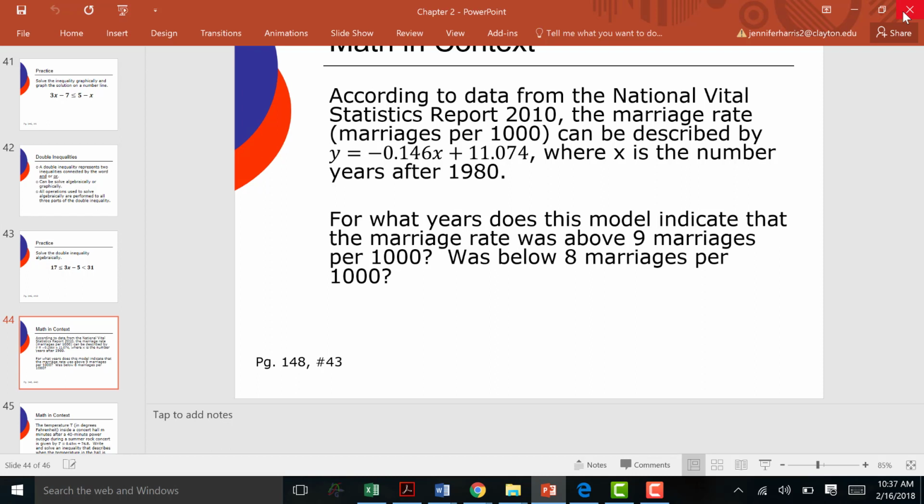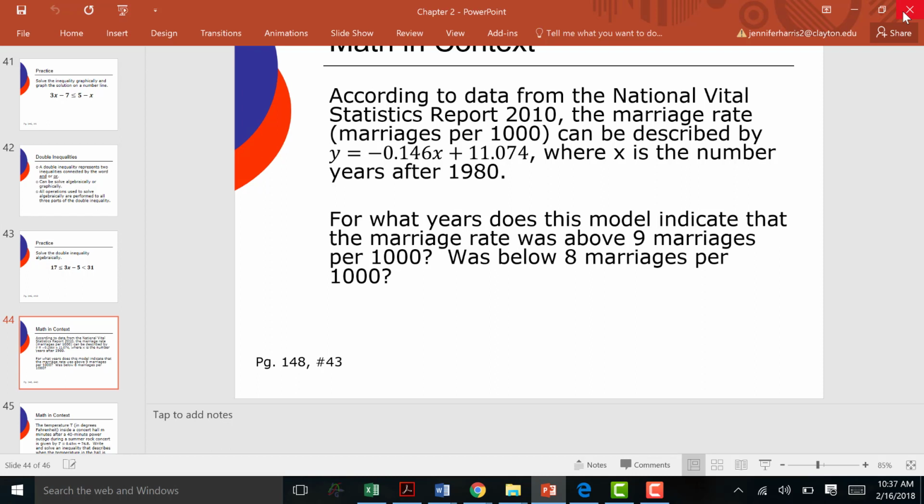So can I solve and get x by itself? Yes. What should I do first? Subtract what? 11.074 from both sides. Somebody use a calculator, tell me what that is. 9 subtract 11.074. Say it again. Is that right? Okay, I need a calculator again.